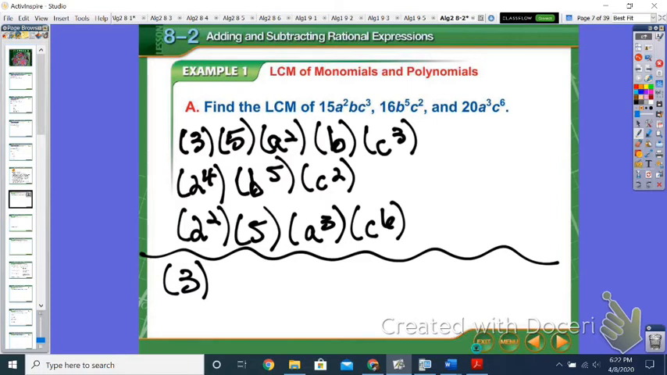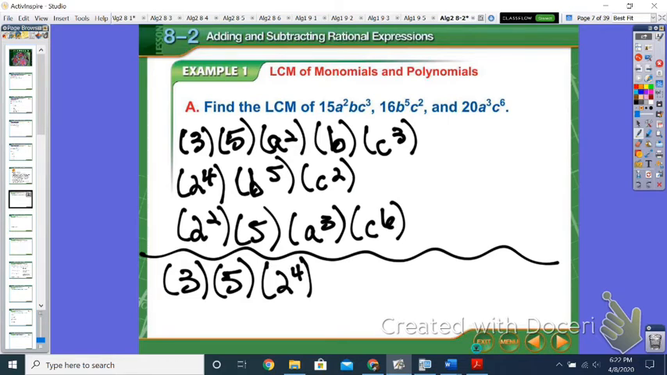Then you go to your 5, right? Same situation. There's a 5 to the first power there. There's another 5 right there, but they're both just raised to the first power, so we only need it raised to the first power. And then if I look at my 2s, this is where it's a little bit different. There's a 2 to the 4th. There's a 2 to the 2nd. And I want the highest degree, or the highest exponent, so I want 2 to the 4th power.